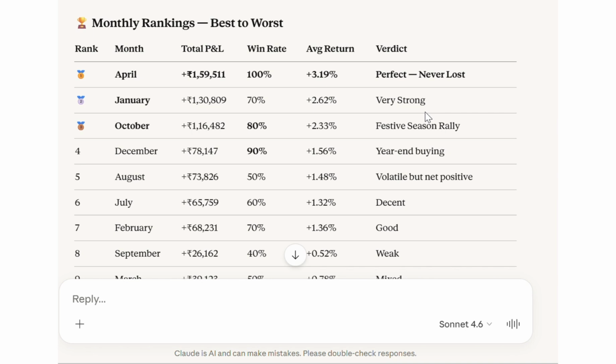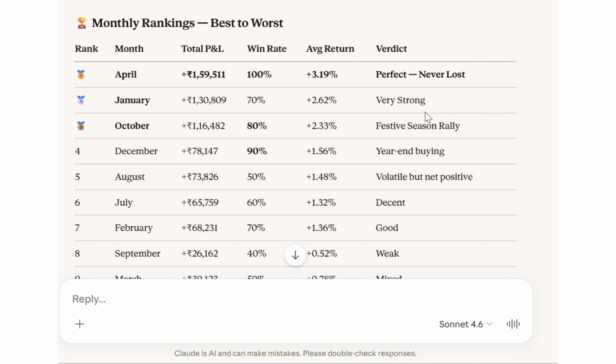If you're buying from the first day of April and selling it on the last day of April, the data reflects that the strategy has a 100% winning rate with an average return of 3.19%. Second best is January, giving 2.62%, and the third best is October, at 2.33%. So these are some of the average percentage returns.